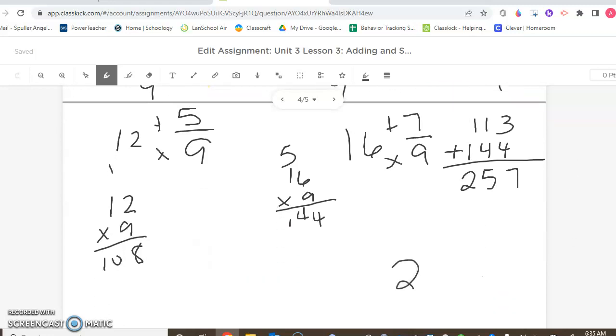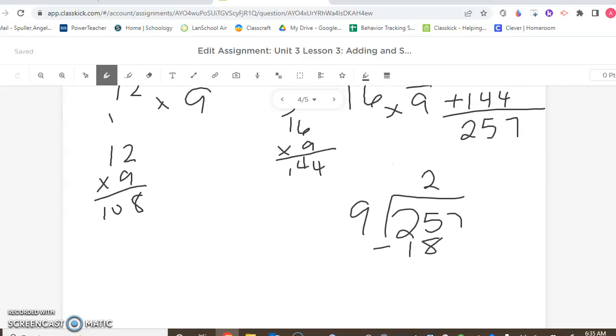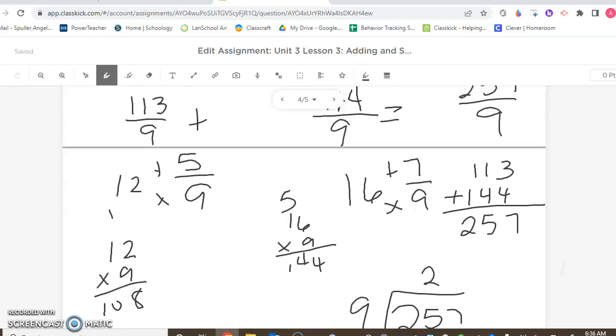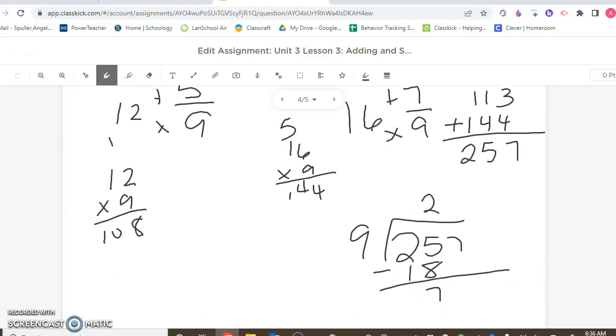I'm going to say 257 divided by 9. 9 goes into 25 just 2 times. That gives me 18. Subtract that, that gives me 7. With 7 left, bringing down the 7, 9 goes into 72 8 times. 8 times 9 is 72. And that gives me a remainder of 5.